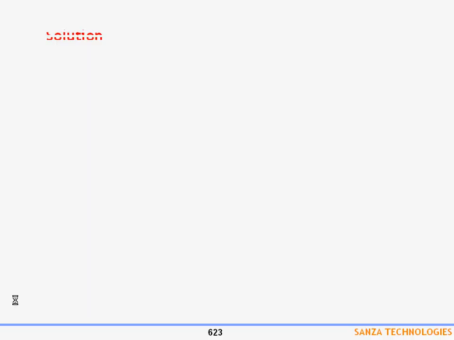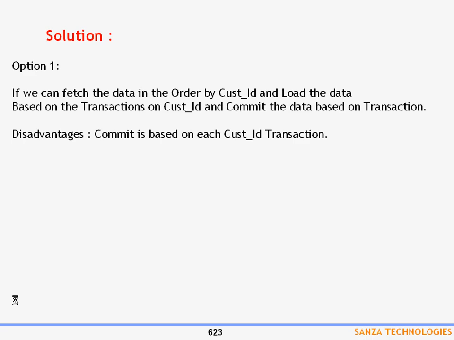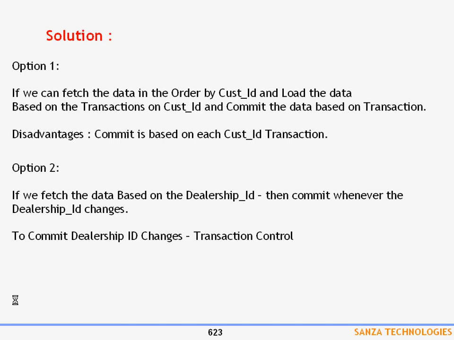One solution was customer ID, but it is unique. With 1 lakh records with unique customer IDs, for every customer ID change it will commit, and that will be a challenge. So instead, we fetch the data based on the dealership ID, and commit whenever there is a dealership ID change.